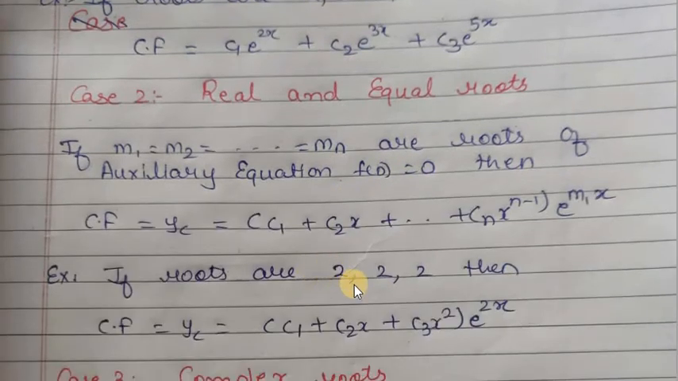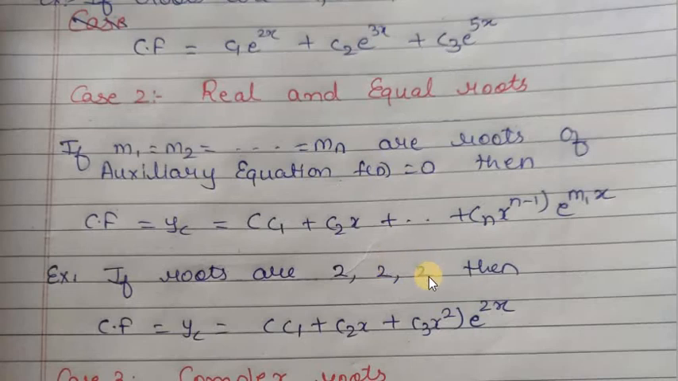say the roots are 2, 2, 2. So according to case number 2, what will be CF? That will be (c1 + c2x + c3x²) multiplied by e^(2x). Or you can write it in this way also. For the first 2, you will have e^(2x). For the next 2, you multiply e^(2x) by x, so it will become x e^(2x).